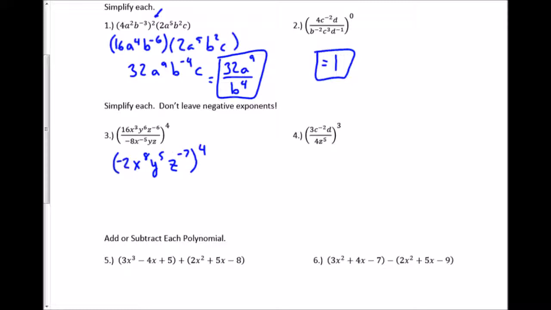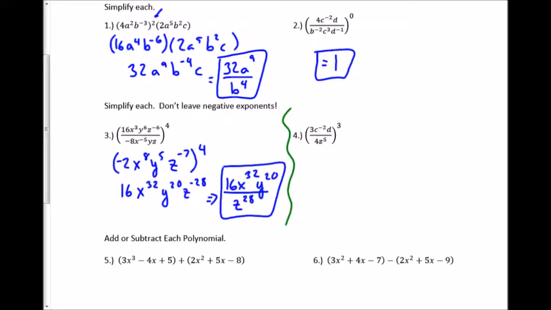And now I'll raise everything to the fourth power. Negative 2 to the fourth power is 16. I multiply the exponents. So that's a 32, y to the 20th, and a z to the negative 28th. And now, of course, once again, I take care of negative exponents. That's going to be a 16x to the 32nd, y to the 20th, all over z to the 28th.